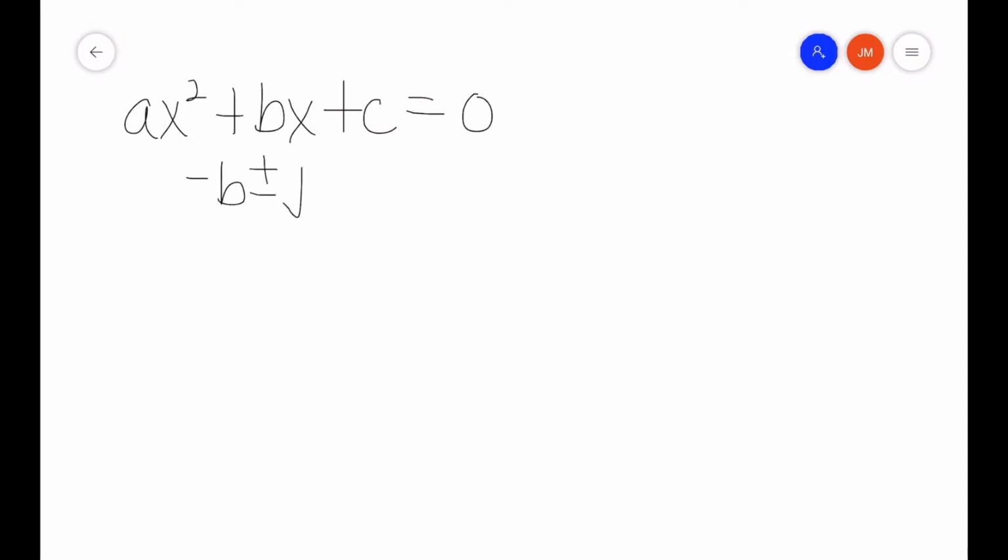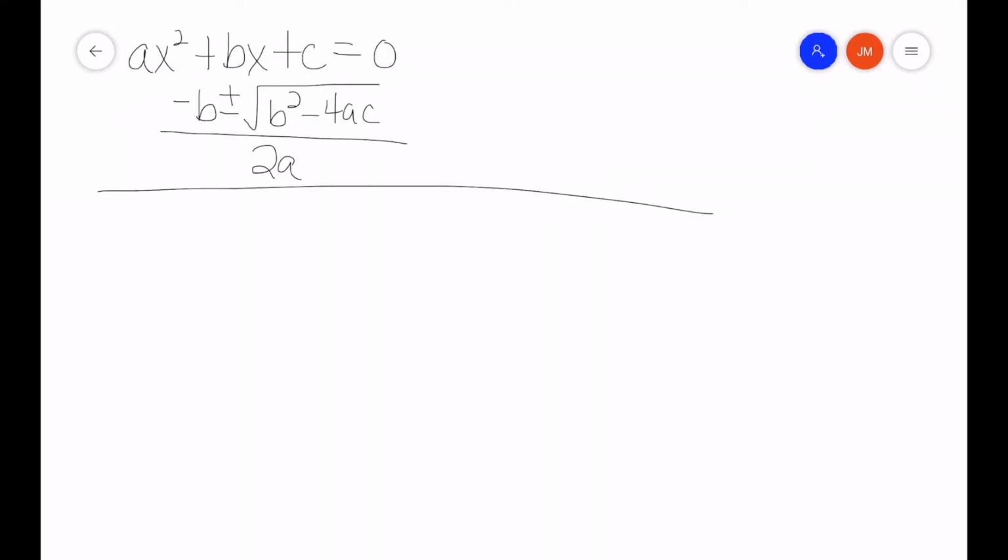Today we're going to be discussing how to solve quadratic equations using the quadratic formula. So if we have an equation in the form ax squared plus bx plus c equals 0, where a, b, and c are integers, we can solve for the value of x using the quadratic formula, which is negative b plus or minus the square root of b squared minus 4ac all over 2a.